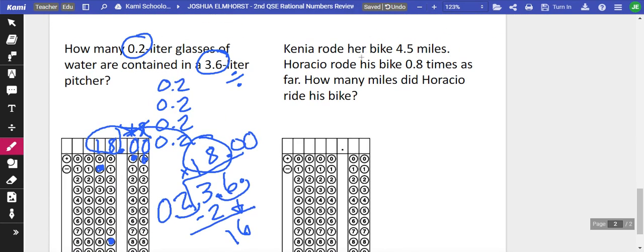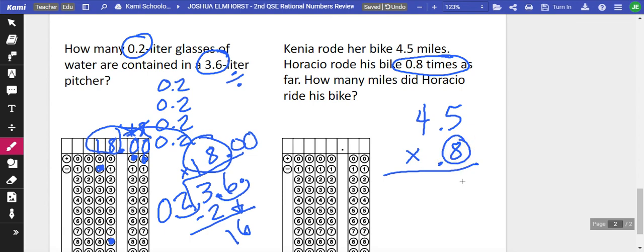So Kenya rode her bike 1.5 miles. Horacio rode his bike 0.8 times as far. So you got 1.5, and then it says times. You got 0.8 times means multiply. So 8 times 5 is 40. 8 times 1 is 8, plus 4 is 12. So you got 1, 2, 1, 2, 3 decimal 6 0. Line your decimals up.